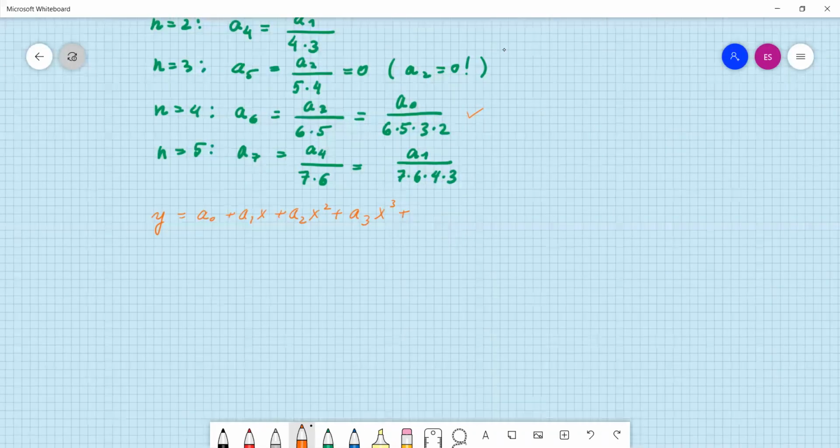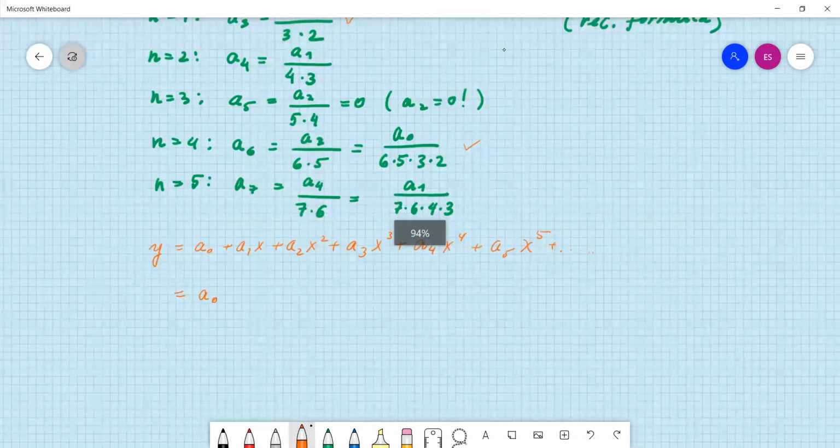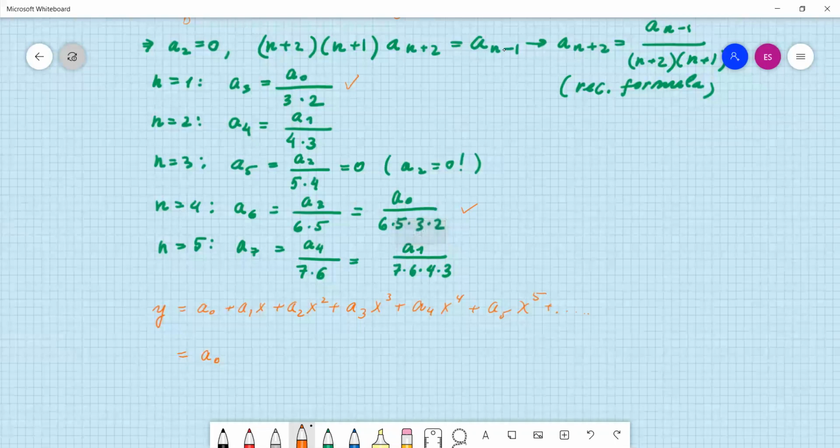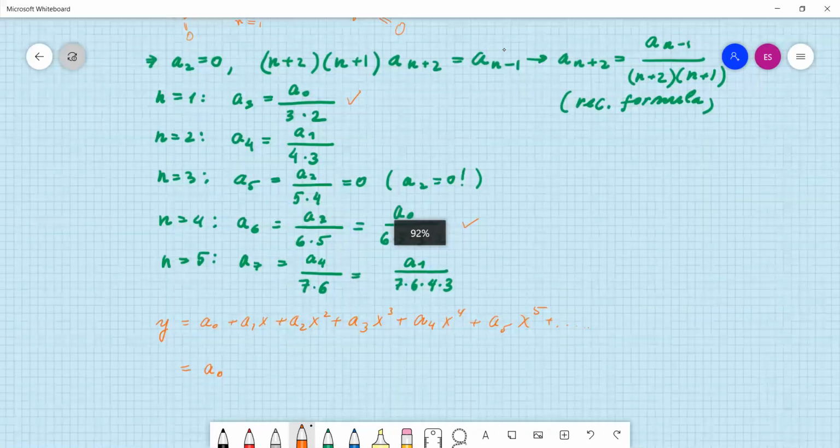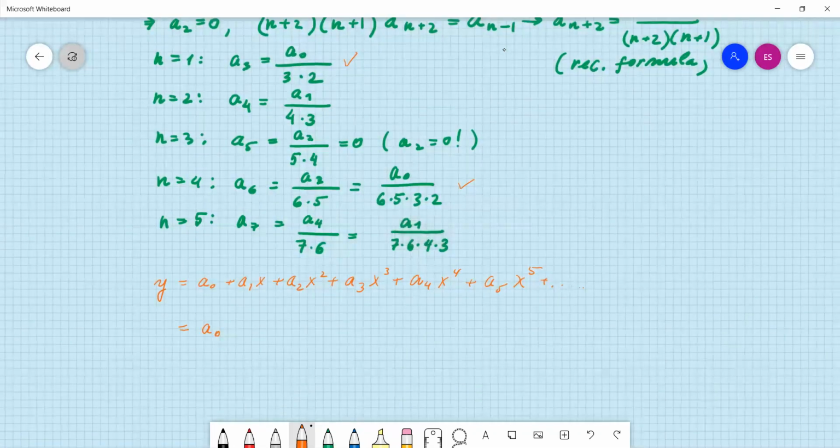Okay, give me a second. So I'm going to do A4 x to the power of 4, A5 x to the power of 5, and so on. We don't know more coefficients now. A0 instead of A1. What is my A1? Where is my A1? I don't have any A1 actually, so I'm going to keep A1 as my arbitrary constant. I don't have any condition on A1, right?